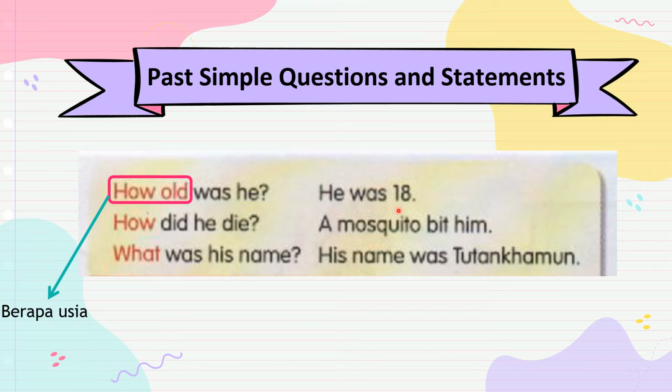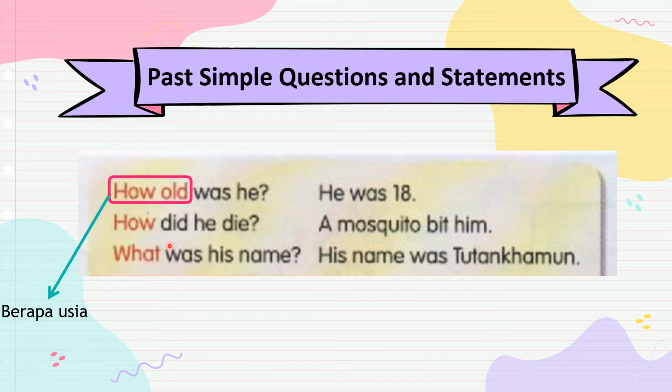So, he was 18. Dia telah berusia 18 tahun. So, kalau kita nak tanya tentang usia, kita akan guna perkataan how old. How old was Liyana? How old was my father? Okay, so you can see he was 18. My father was 31.